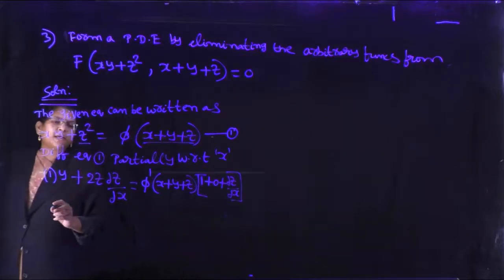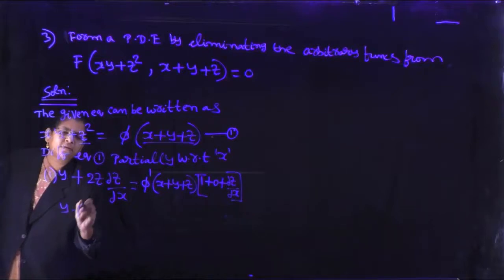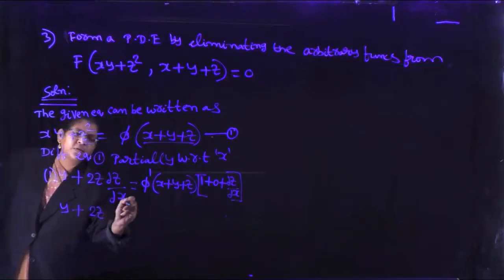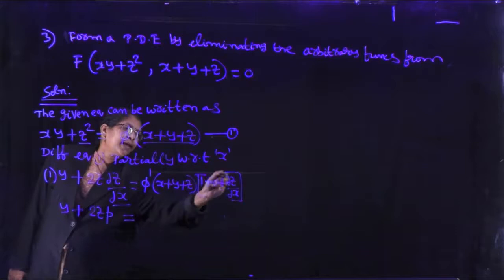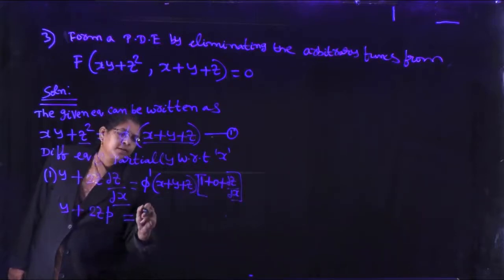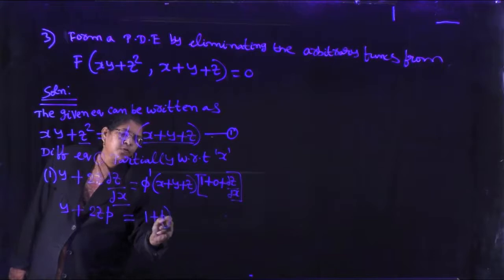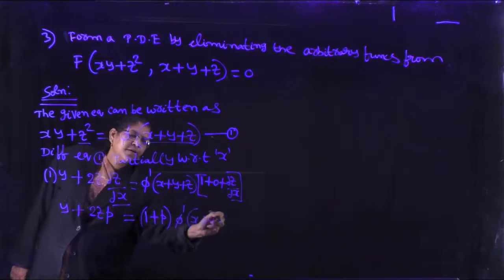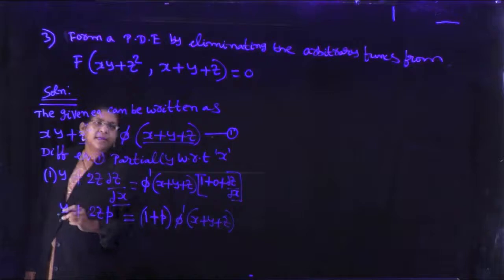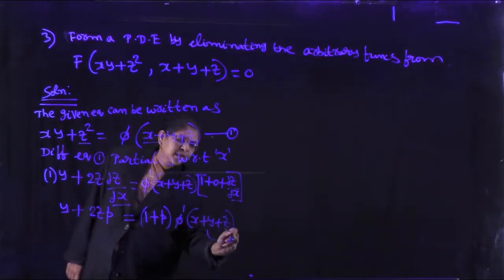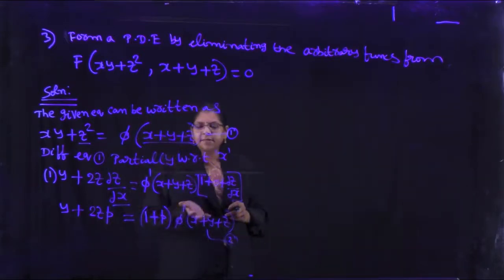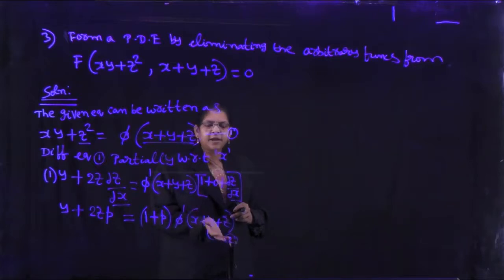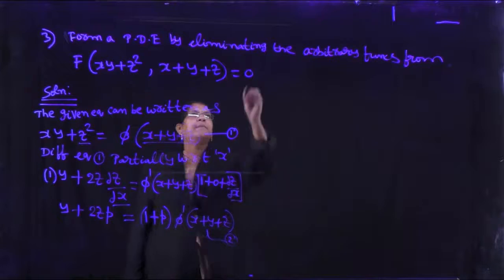So if you simplify, what will you get? y + 2z into p equals (1 + p) into φ' of (x + y + z). Take this as equation number 2.